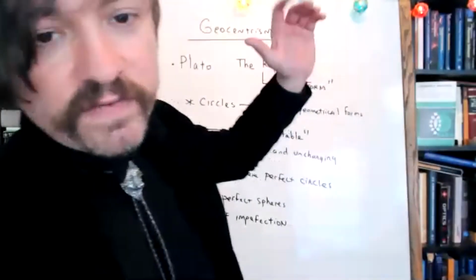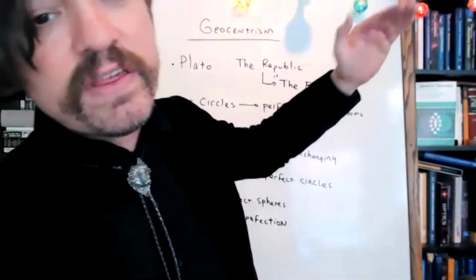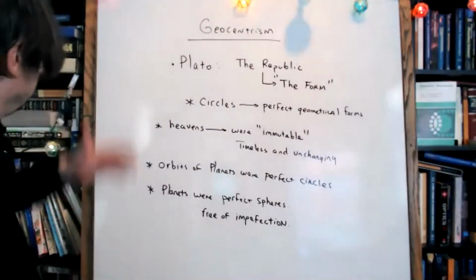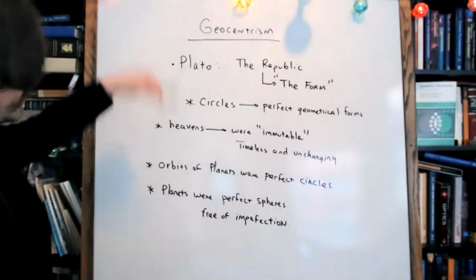Plato was the student of Socrates, and Aristotle was the student of Plato. So Aristotle learned his philosophy from his master Plato. I'm going to erase this here, okay?